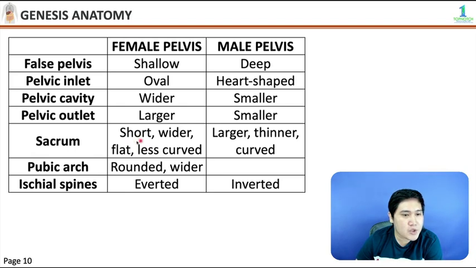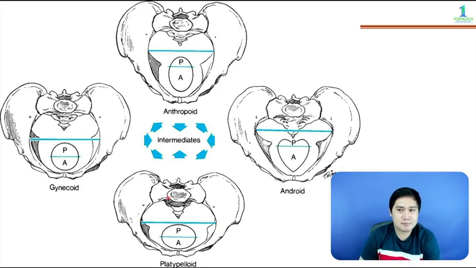Your sacrum is short, para hindi makasikip sa baby. It is wider and flat, less curved. While in males, it is larger, thinner, and curved. Okay? The pubic arch is rounded and wider. Okay? And the ischial spine are everted. Okay? While in males, it is inverted. Kailangan everted, para hindi contracted ang iyong pelvis.